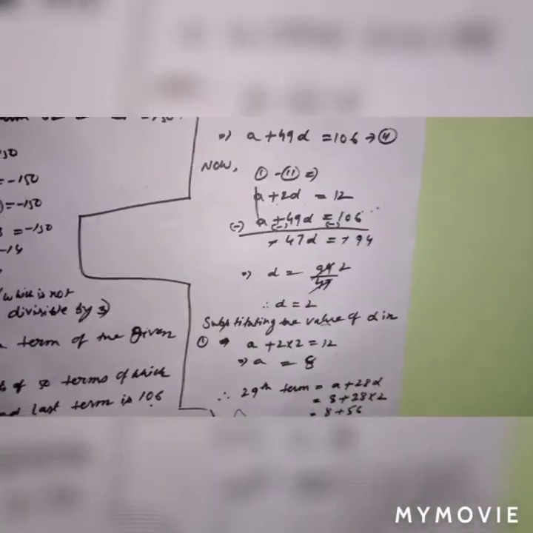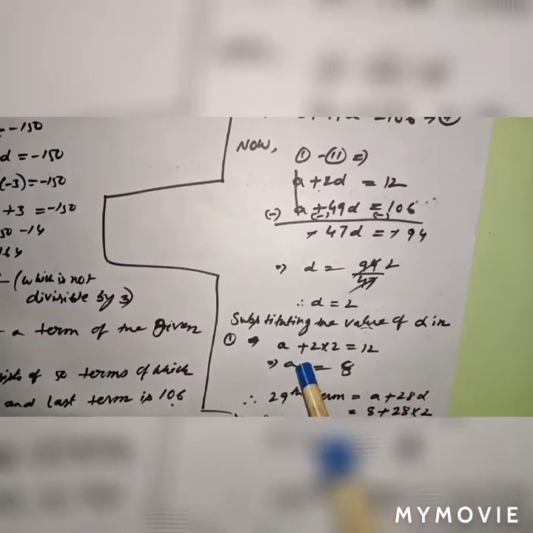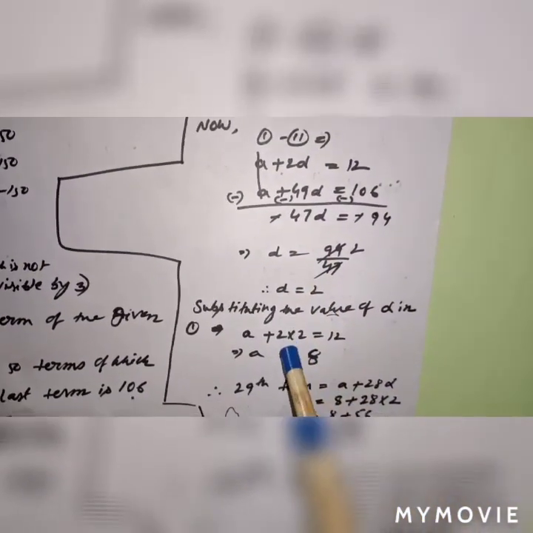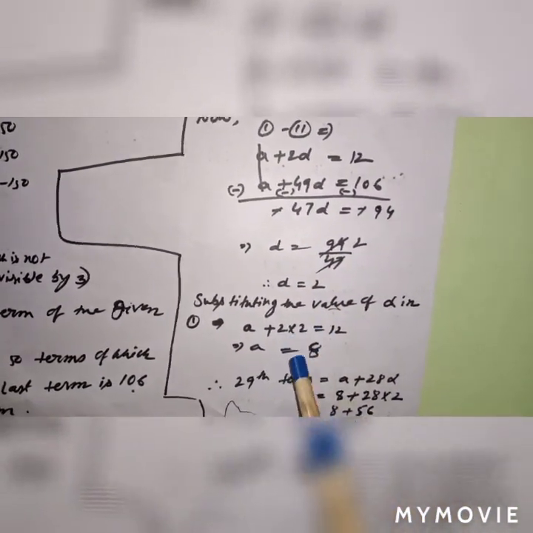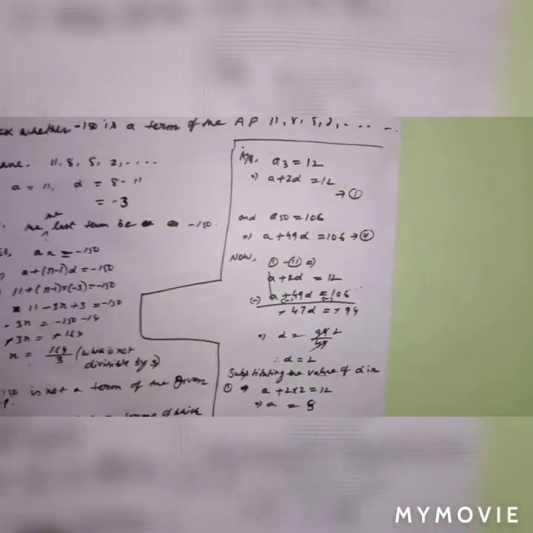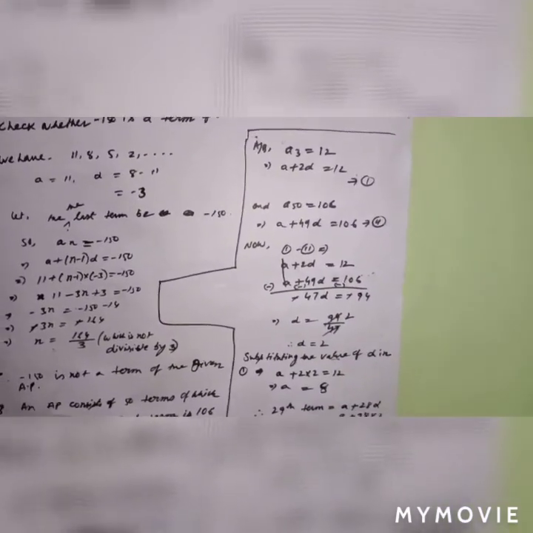Now substitute the value of D in equation 1. So A plus, what is there in 1? 2D. So 2 into the value of D, 2 into 2, that is 4. 12 minus 4 is 8. So the value of A is 8. Now we got the values of A and D by using the elimination method.